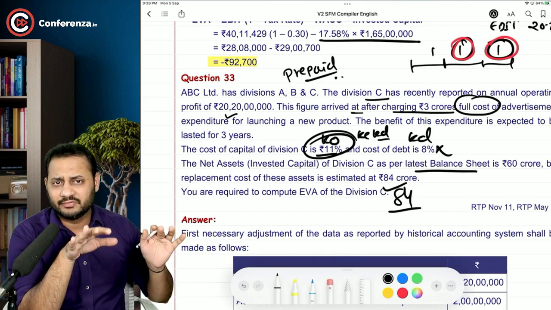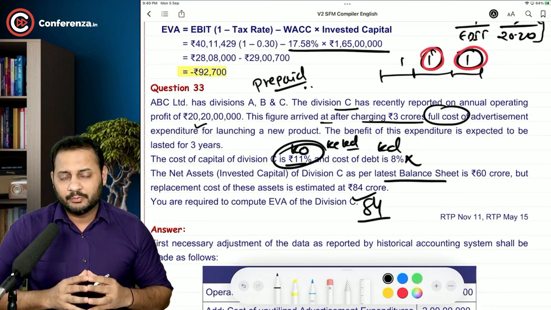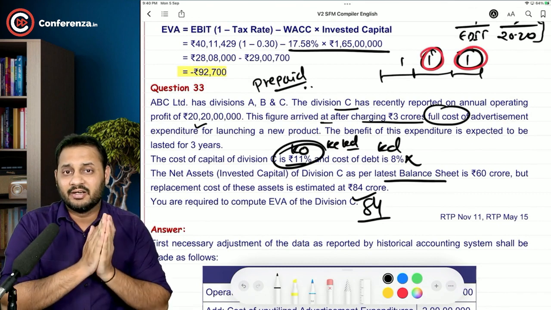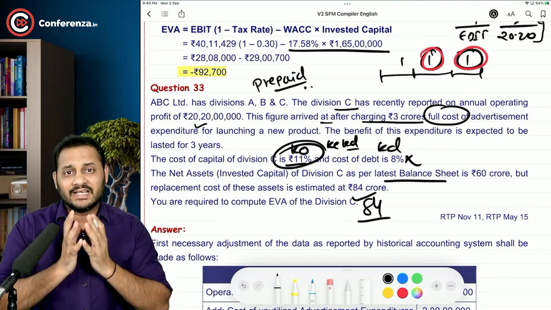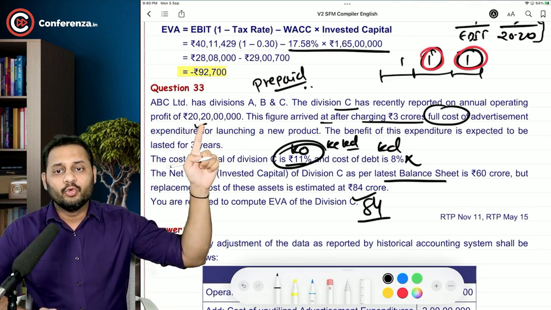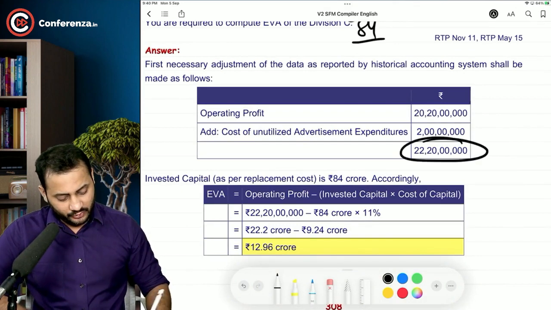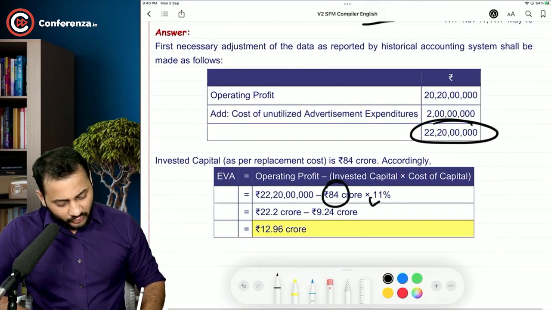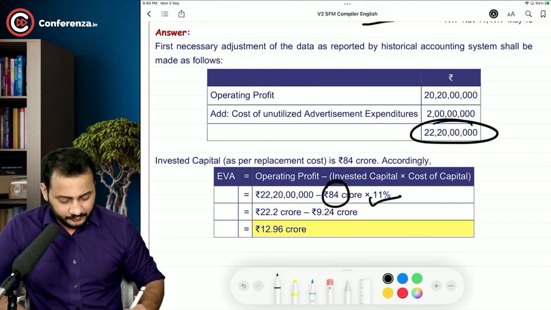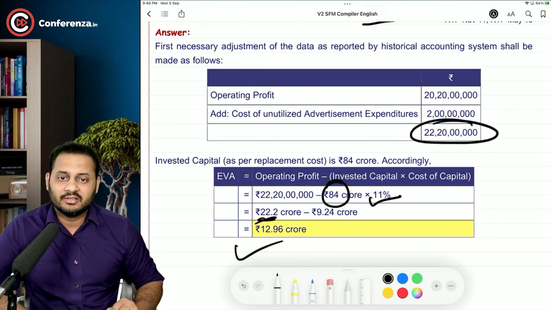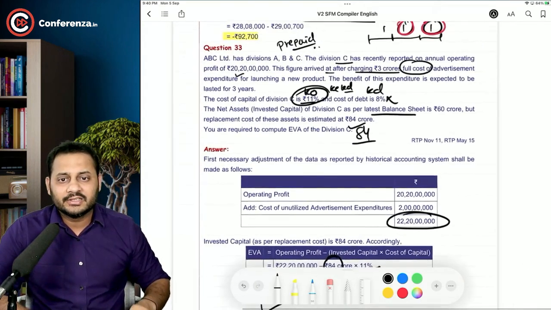So now the question is very simple. You have to calculate the economic value added. For that purpose, what is the expected return? It's 11% on 84 crore. And what is the actual return? 22 crore 20 lakhs after adding back the 2 crores. On 84 crore, you will calculate 11% as the expected return. And the actual return is this, and the EVA is this. Story is over.